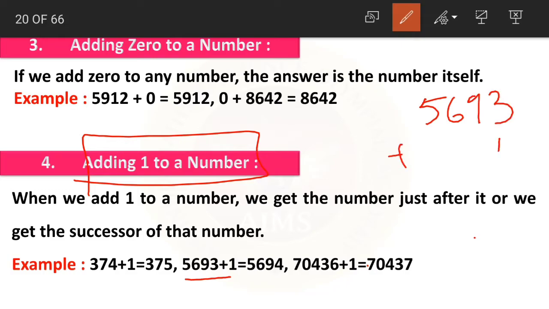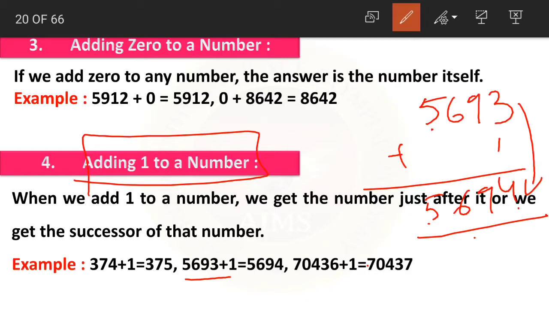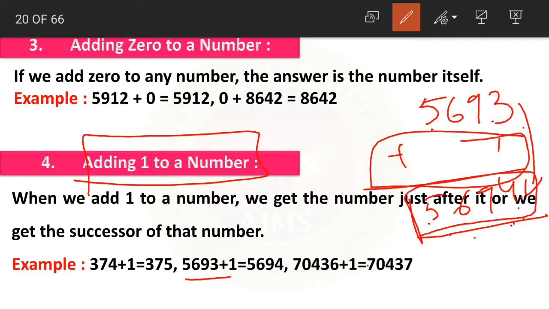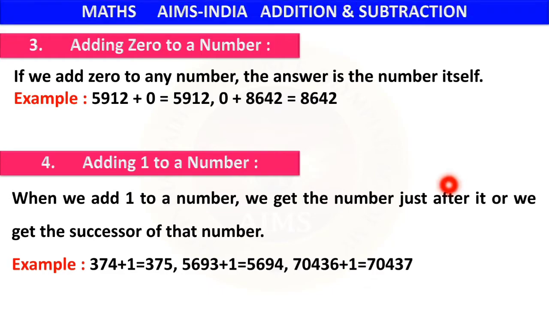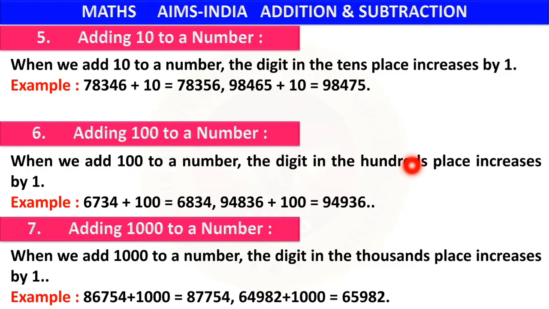5693 plus 1. Again 4, 9, 6, 5. Yes, 5694 comes just after 5693. Yes, now this is also called the successor. We got it by adding 1 to a given number. Clear, children? Yes. Now adding 10 to a number.